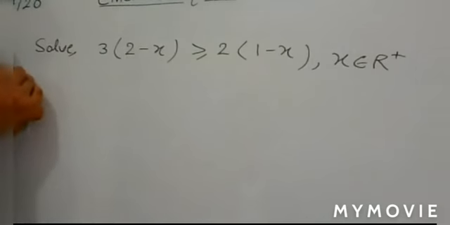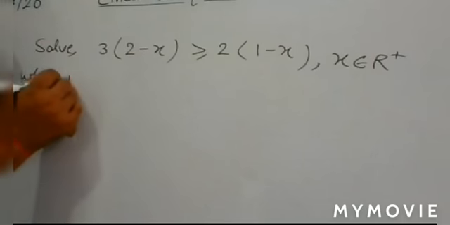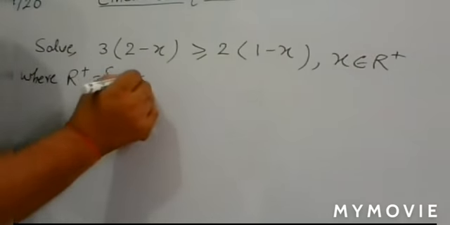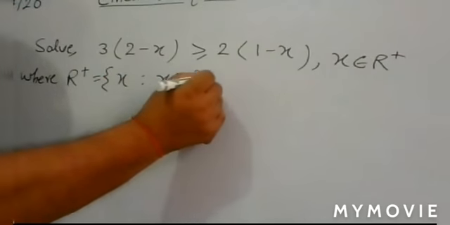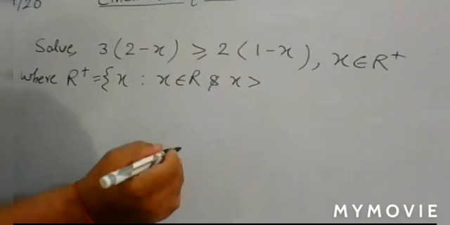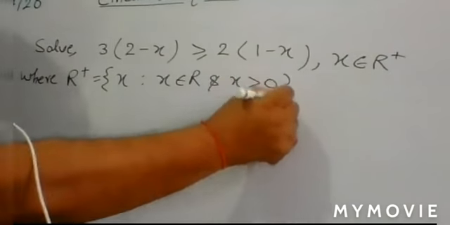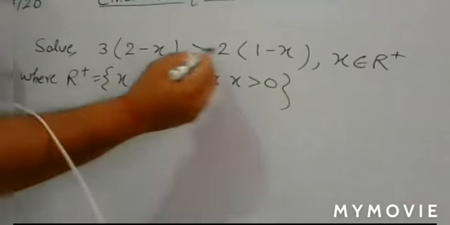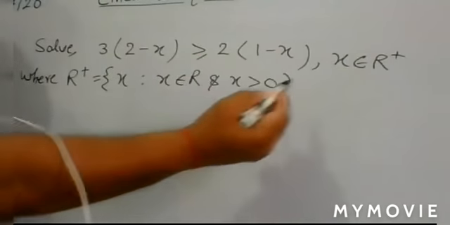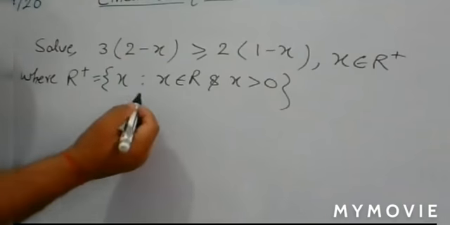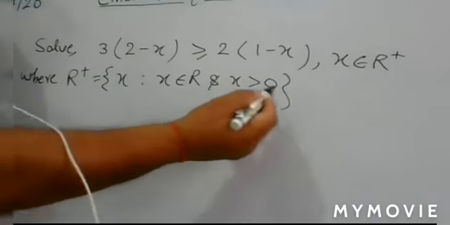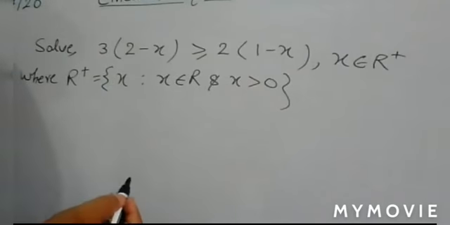You write here about R plus, where R plus is equal to x such that x belongs to R and x is greater than 0. Here it is given x is greater than 0. Understand? So you have to solve the given inequality under this condition. x belongs to R plus, where R plus is defined as x belongs to R but x is greater than 0, meaning positive real numbers.